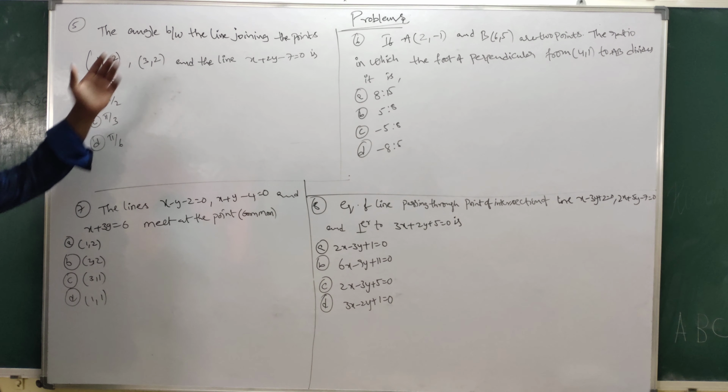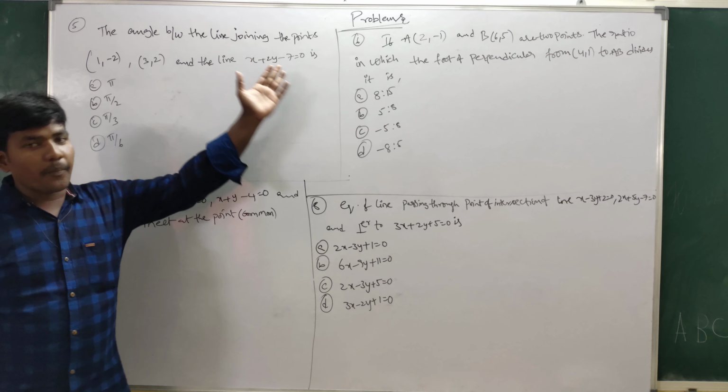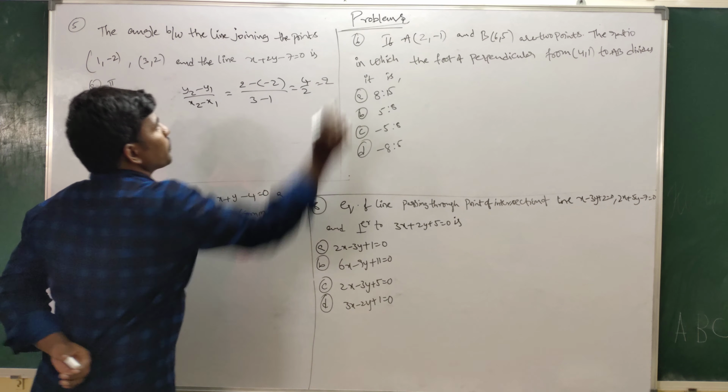problem. The angle between the line joining the points (1, minus 2), (3, 2) and the line x plus 2y minus 7 equal to 0 is: option A pi, B pi by 2, C pi by 3, D pi by 6. First of all, we check the slope of the 2 points. We know the formula. The slope of 2 points (x1, y1) and (x2, y2) is (y2 minus y1) by (x2 minus x1). So that is 2 minus of minus 2 by 3 minus 1, that is equal to 4 by 2, 2.